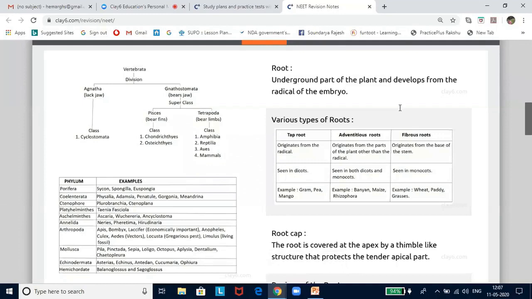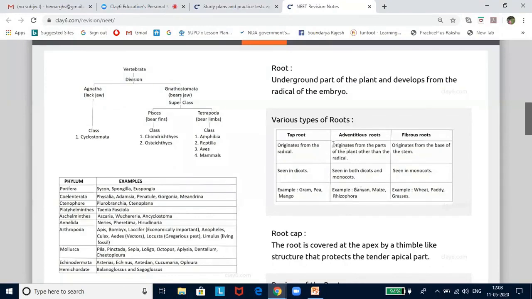And since the taproot is direct elongation of the radicle, it will give rise to the taproot, and hence it goes deeper into the soil. So taproots are also called deep feeders. It bears lateral roots of several order called secondary roots and tertiary roots. The primary roots with its branches form the taproot system, and this is seen in dicots. In monocots, you see fibrous root system, and these roots originate from the base of the stem, and these are called as the surface feeders.